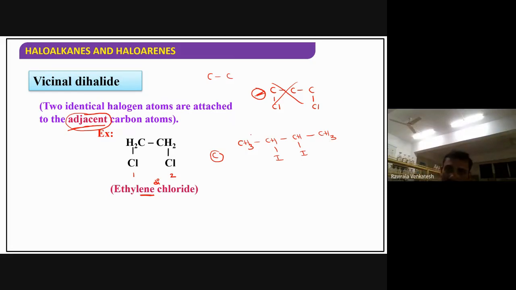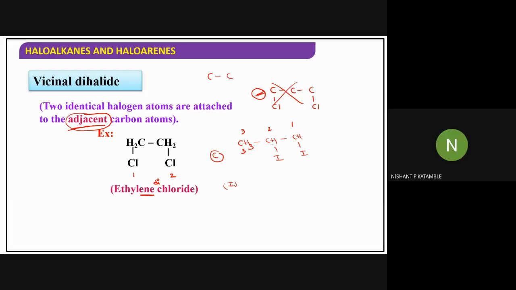Now IUPAC nomenclature, numbering. Which direction we need to give numbering for this one? What is the IUPAC nomenclature? Numbering we need to give from this direction or this direction. One more thing you need to remember: don't give number for other than the carbon, which means don't give number for iodine here. Numbering must be given only for carbons. So from this direction or that direction, from iodine side or carbon side? Which direction is correct? Iodine side.